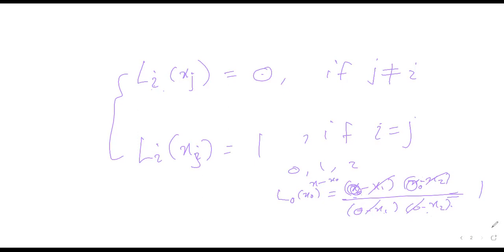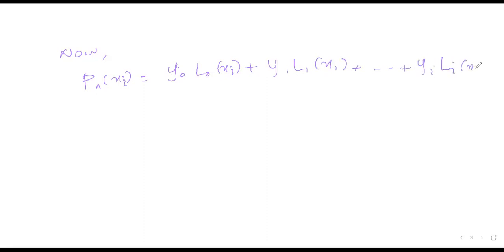Let me continue first of all. Please write down our Pn(x), which is equal to our final equation: y naught L naught(xi) plus y1 L1(xi), and I can continue with yi Li(xi), and so on, up to yn Ln(xi).